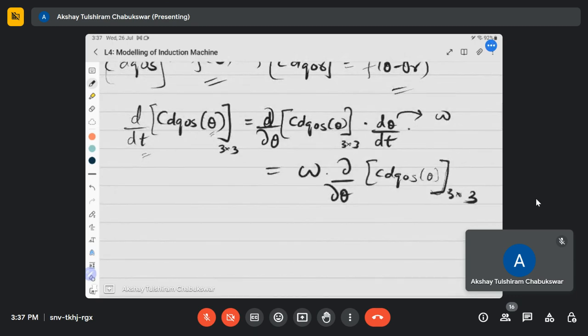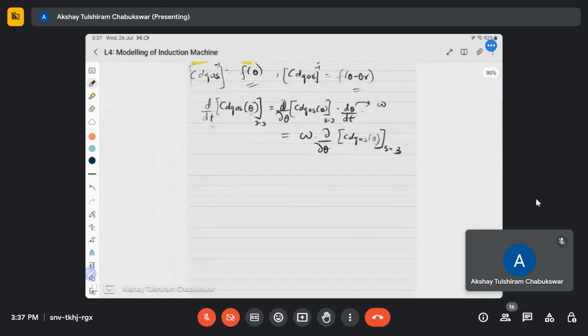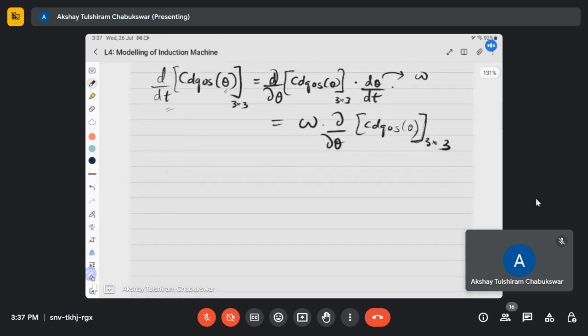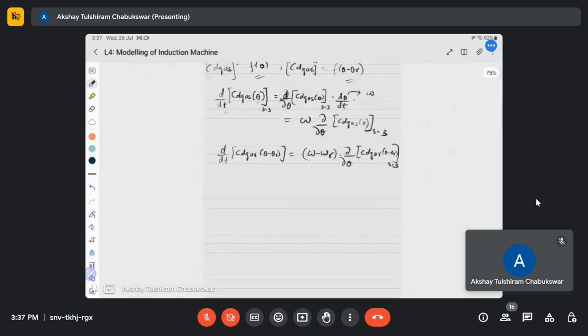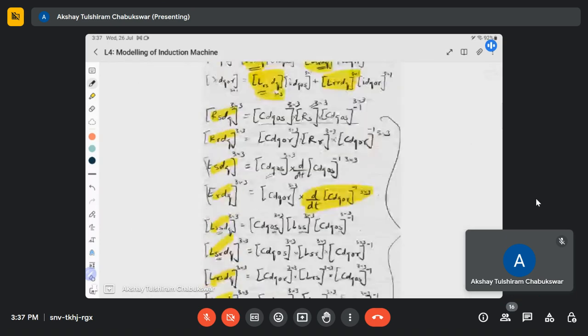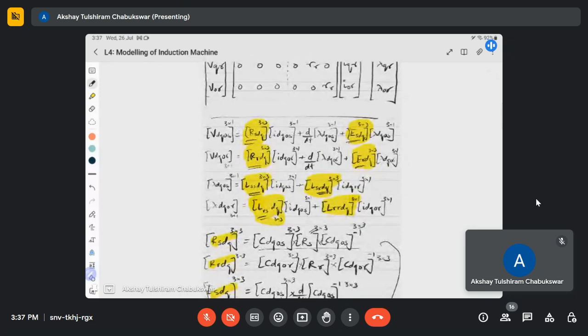3 cross 3. Correct? Similarly, for C dq0r, what do you write? d by dt of C dq0r, which is a function of theta minus theta r. What you can write is omega minus omega r into dou theta of C dq0r, which is a function of theta minus theta r, and it's a 3 cross 3 matrix. Okay, so you have to do so much hard work to just get 4 equations.